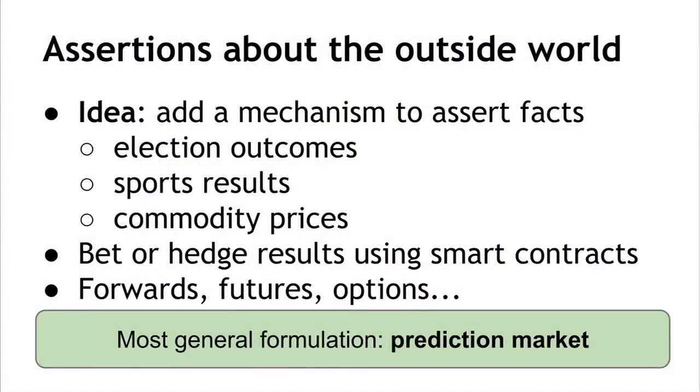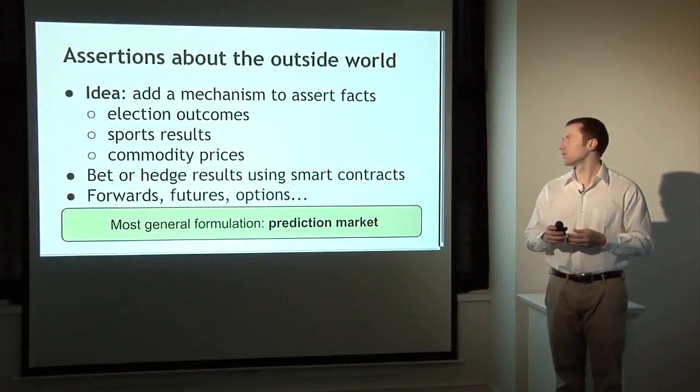So the idea is we'd like to add a mechanism to assert facts about the real world into Bitcoin. And those facts might be who won an election, who won a sports match, what the price of some commodity is on a certain day, any kind of real-world data that is of importance to a lot of people.